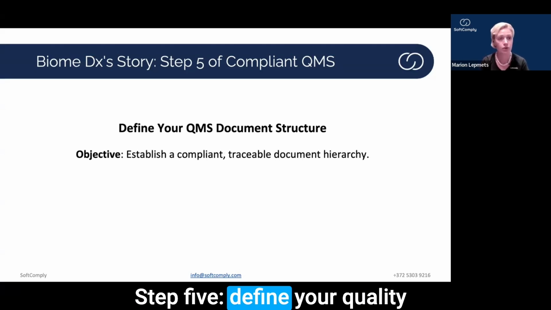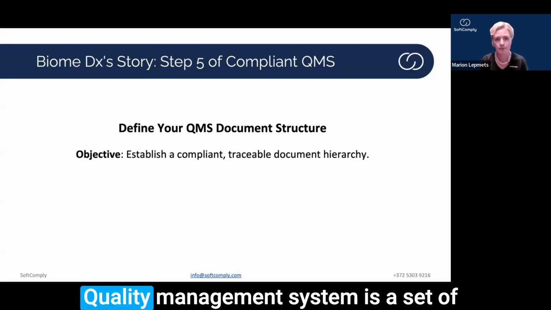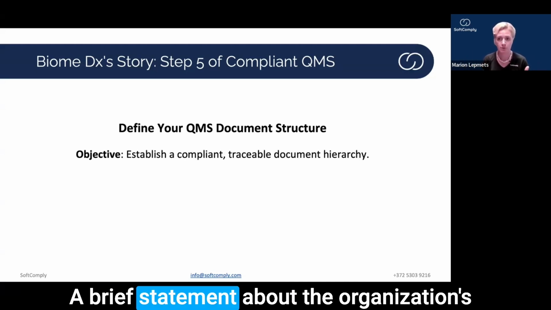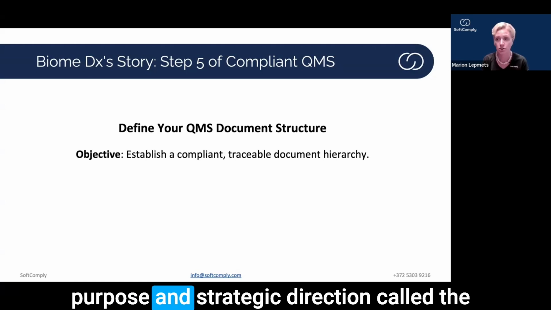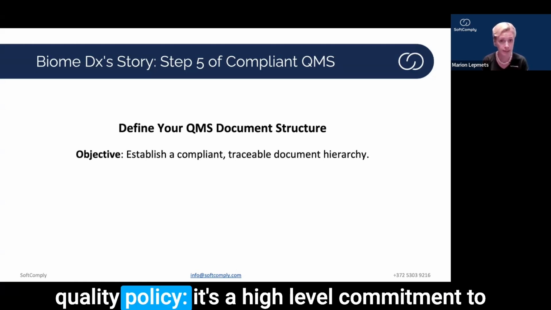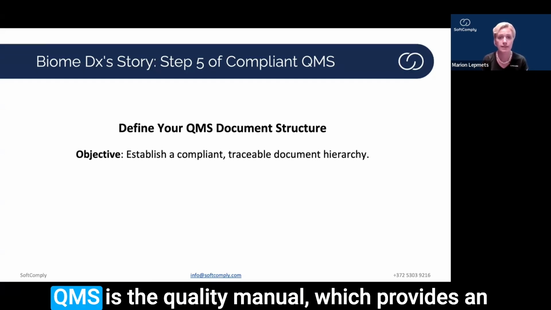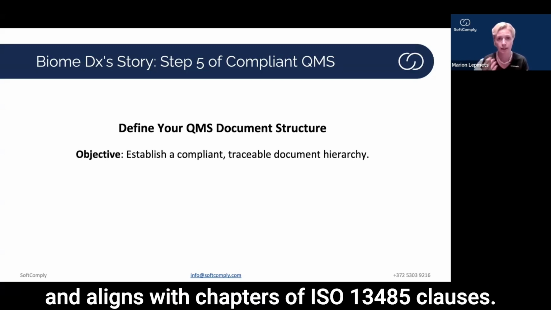Step 5, define your quality management system structure. A quality management system is a set of documents with a very specific hierarchy. A brief statement about your organization's purpose and strategic direction is called the quality policy. It's a high-level commitment to quality and compliance in the organization. And the main document that describes the QMS is the quality manual, which provides an overview of the quality management system and aligns with the chapters of ISO 13485 clauses.